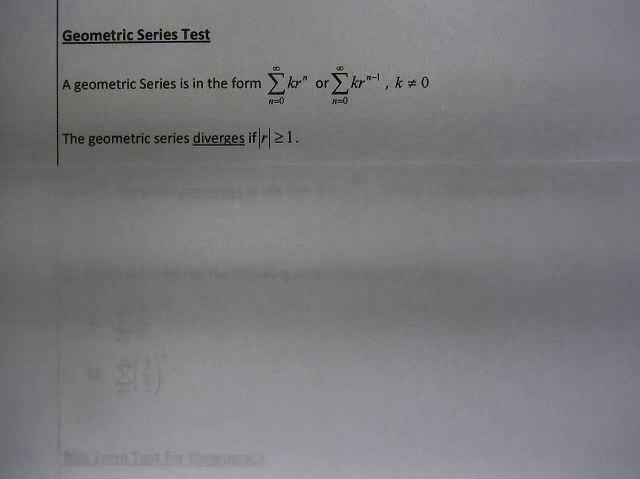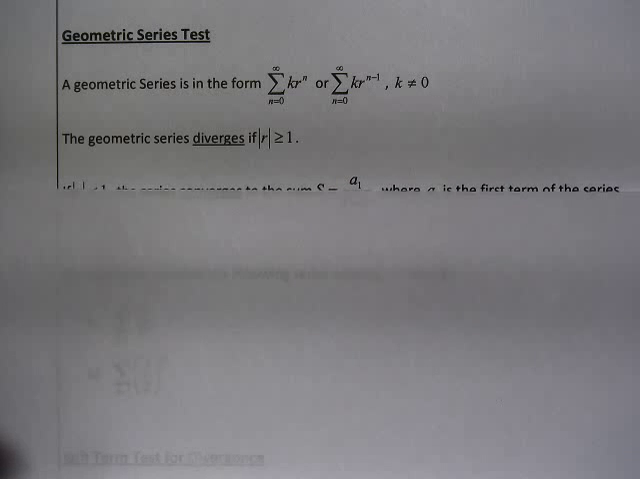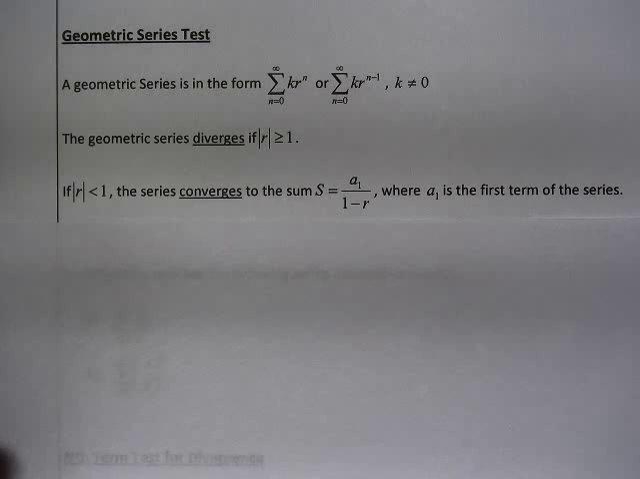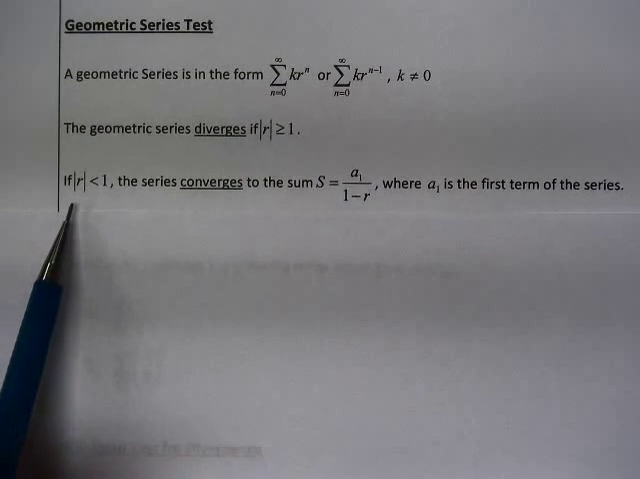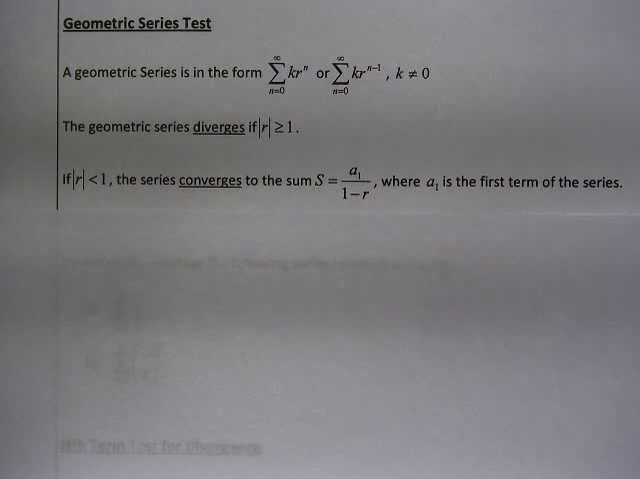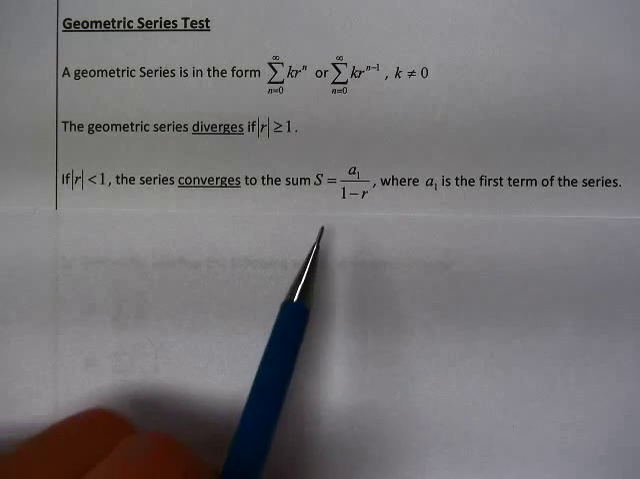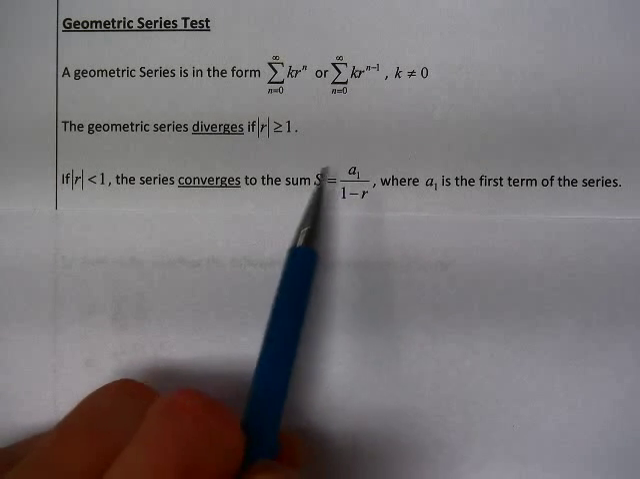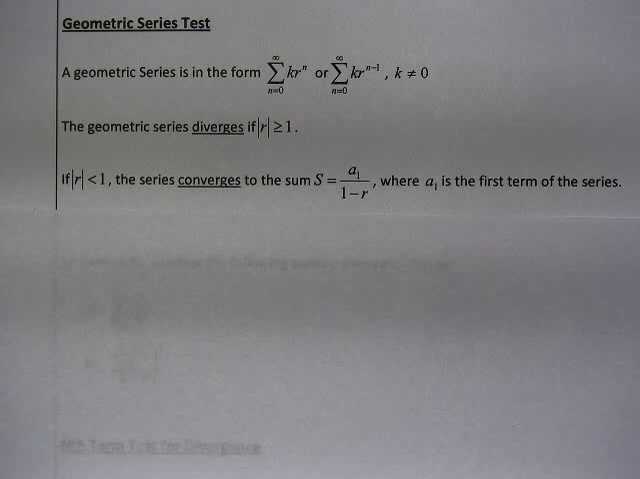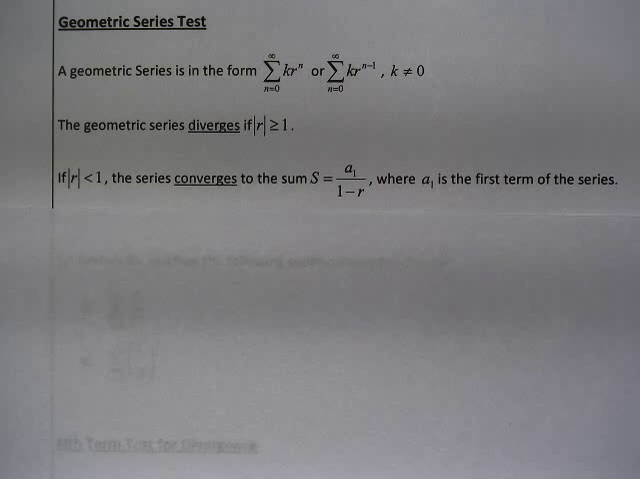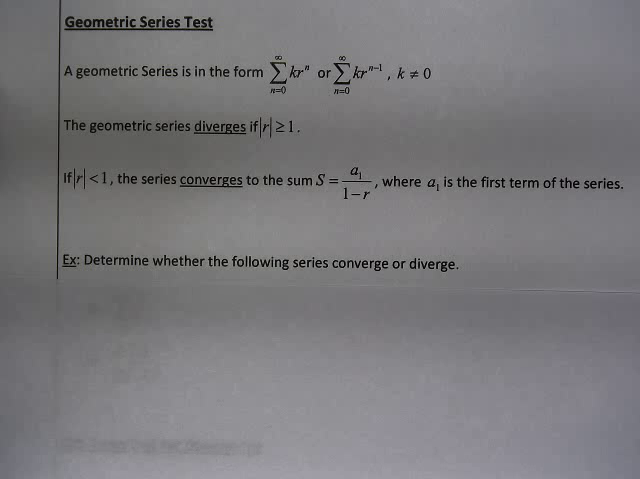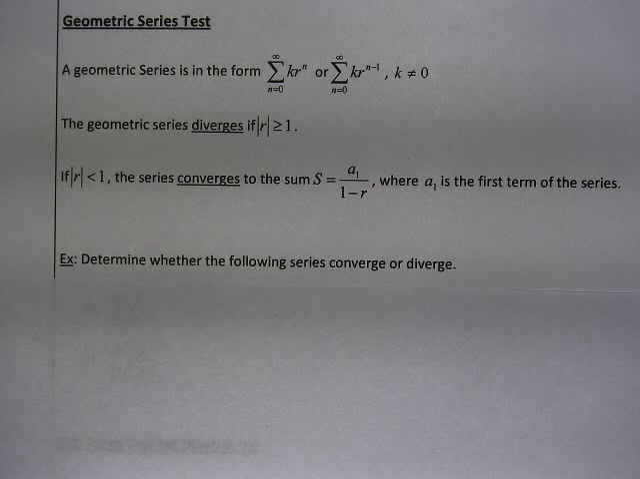All right, so the geometric series is going to diverge if r is greater than or equal to 1. And if the absolute value of r is less than 1, then the series is going to converge, and we can always find the sum using our geometric series sum formula. All right. So this is a nice easy one that you're really already familiar with.